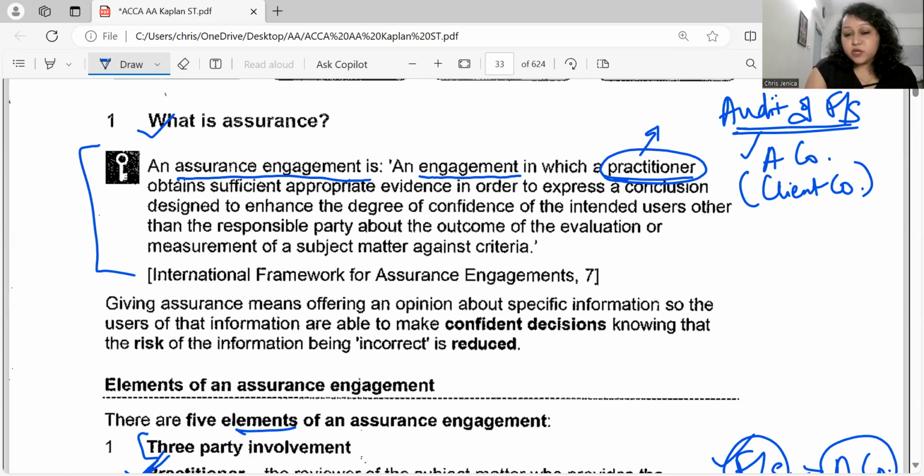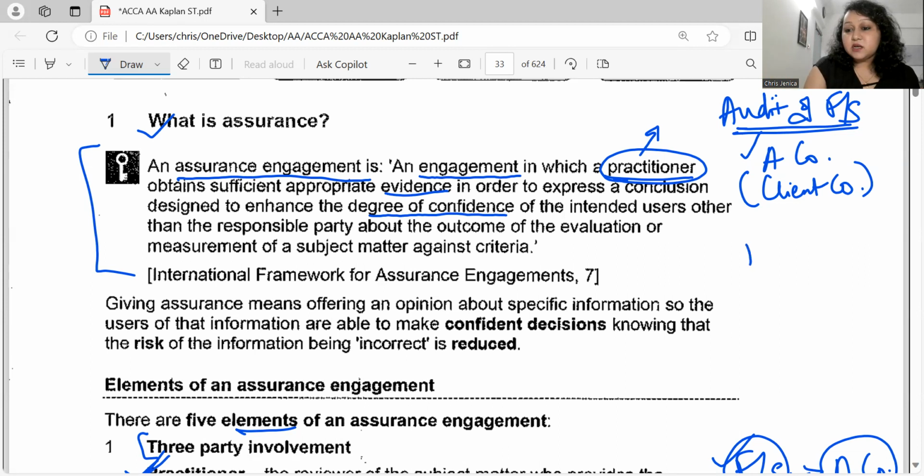An engagement in which a practitioner, that is the auditor, obtains sufficient appropriate evidence in order to express a conclusion designed to enhance the degree of confidence. So basically, why are they giving you this wording, degree of confidence, to the intended users? We are basically providing a report regarding the truth and fairness of the financial statements. Why are we actually giving the report on truth and fairness of the financial statements?